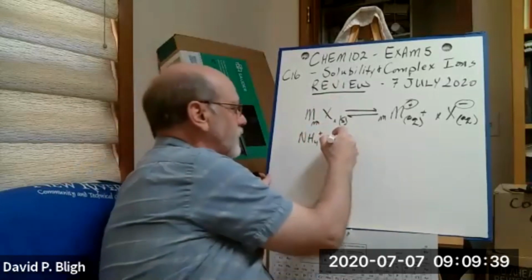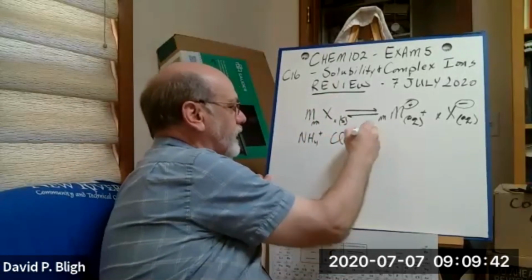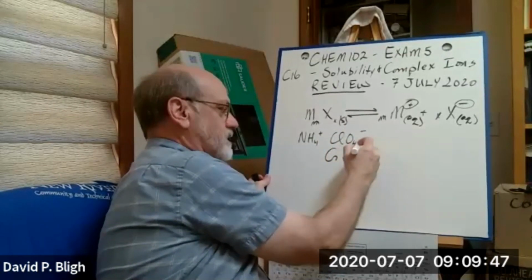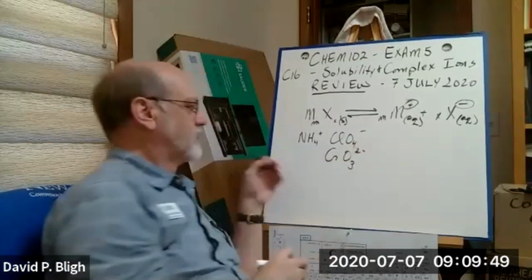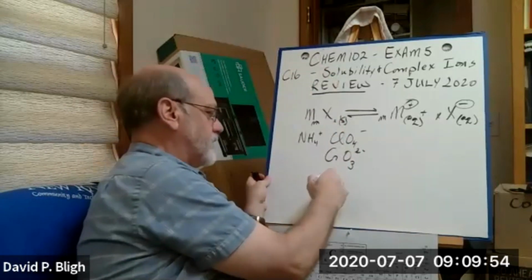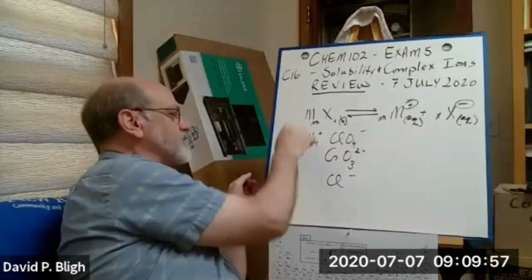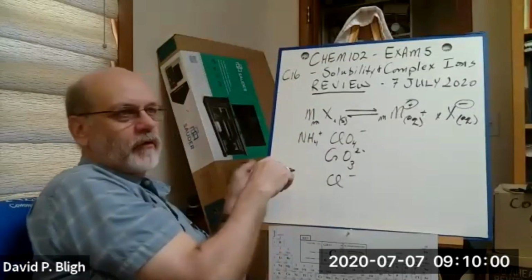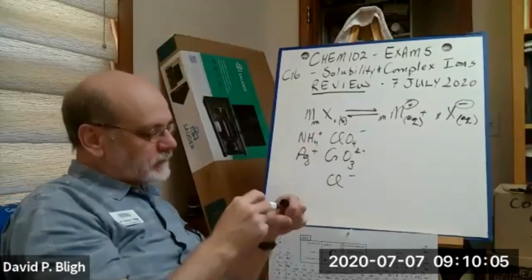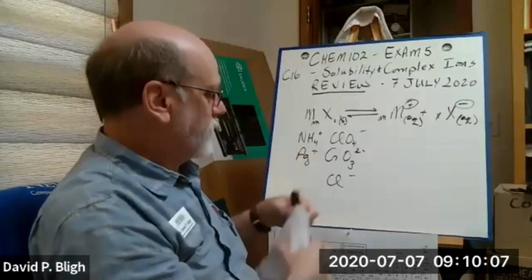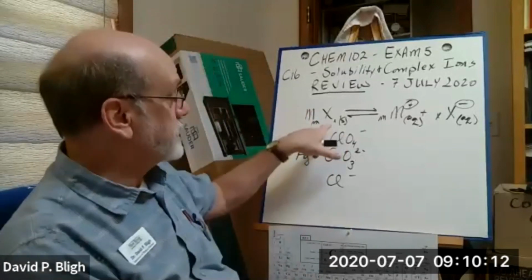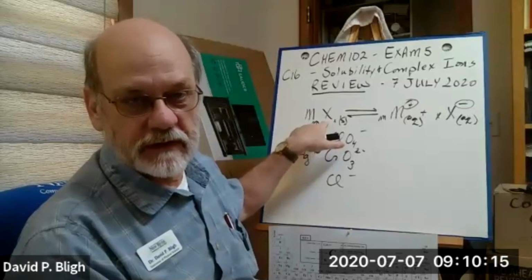It could be chlorate. It could be chromate. Or it could be any of the elements. It could be a halogen. This could be any metal that forms a solid in solution, like silver. We've studied that one. So the key to the solubility equilibrium problem is to recognize that solids don't enter the calculation.